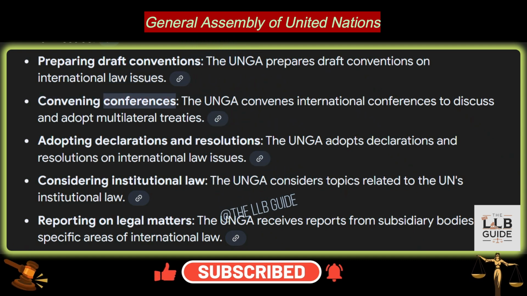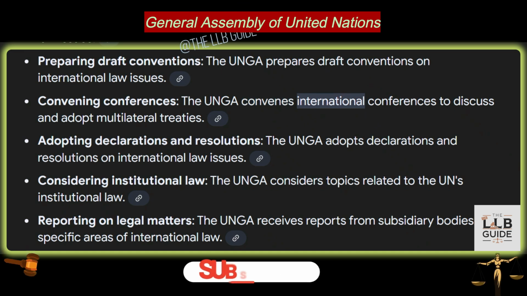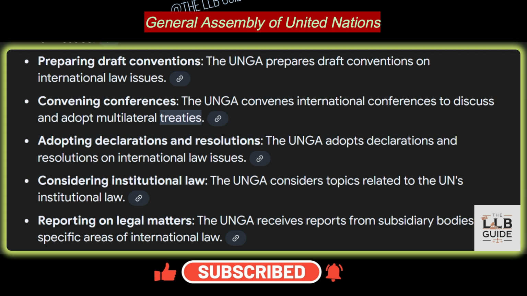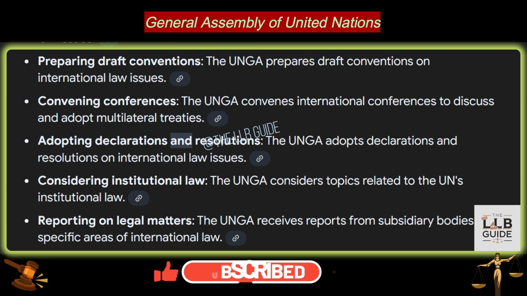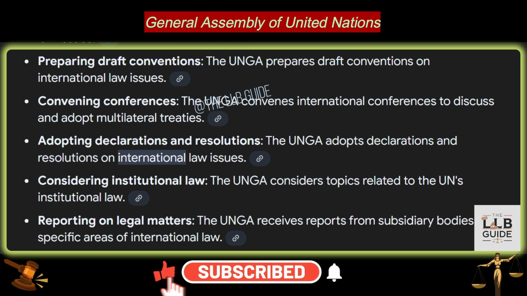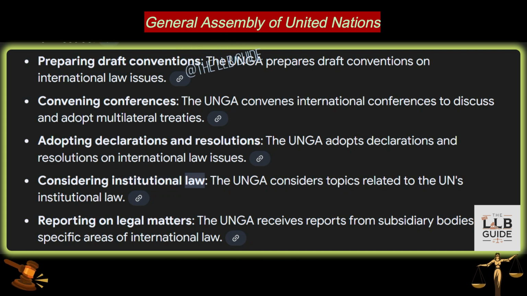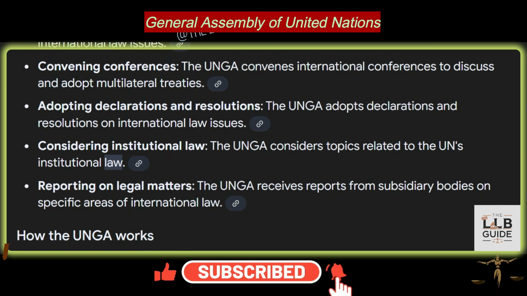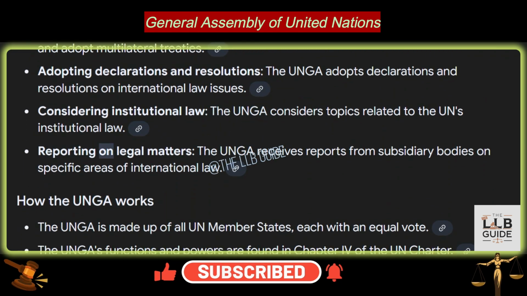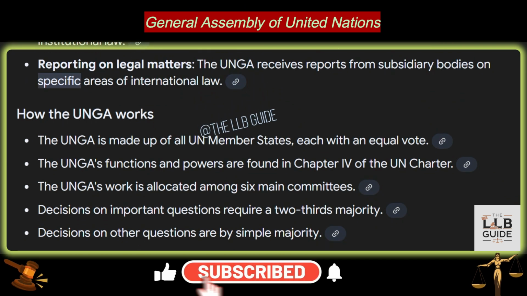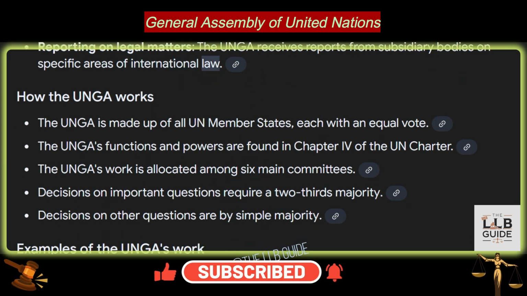4. Convening conferences. The UNGA convenes international conferences to discuss and adopt multilateral treaties. 5. Adopting declarations and resolutions. The UNGA adopts declarations and resolutions on international law issues. 6. Considering institutional law. The UNGA considers topics related to the UN's institutional law. And 7. Reporting on legal matters. The UNGA receives reports from subsidiary bodies on specific areas of international law.